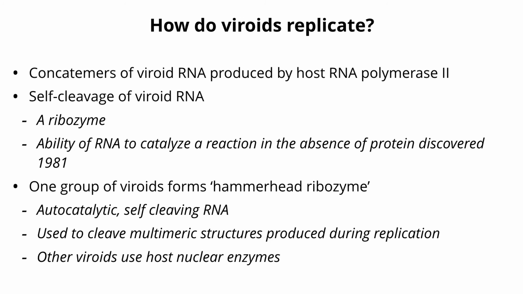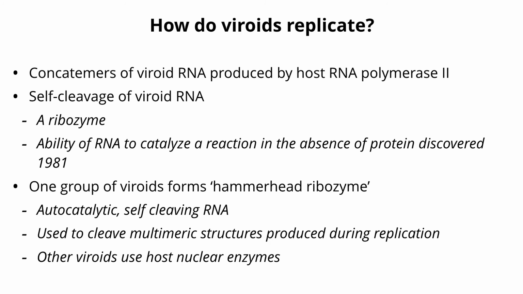Now, in general, viroids replicate. They're copied by host RNA polymerase II, and they replicate through production of concatemers, that is, multi-genome molecules. We'll look at a picture of that in a moment. And as I said, some of the viroids encode a ribozyme.